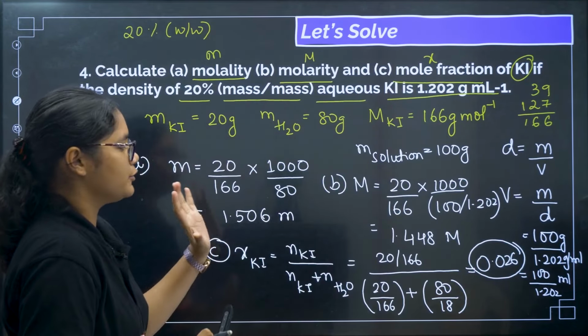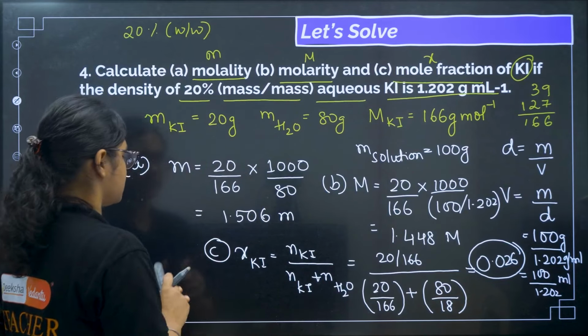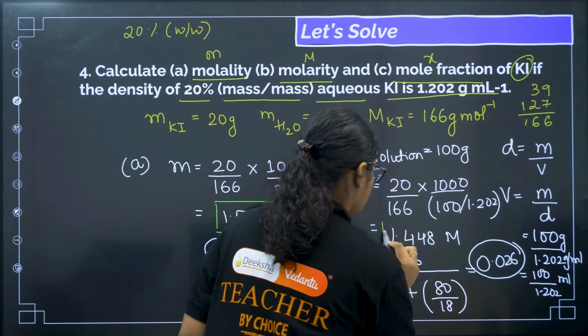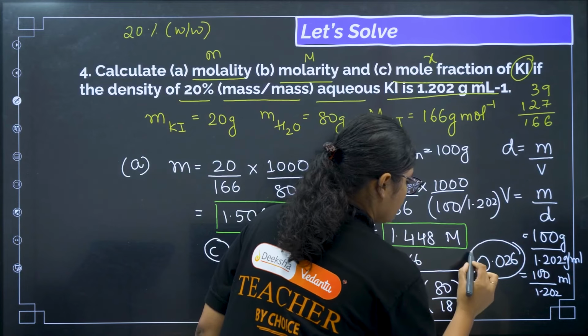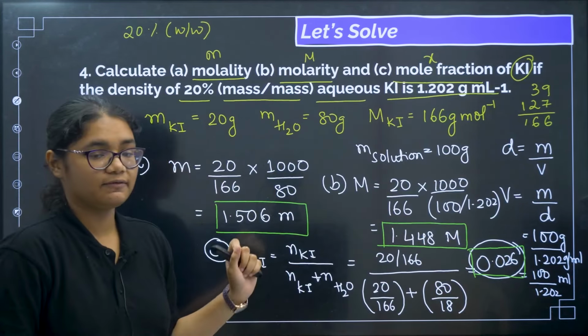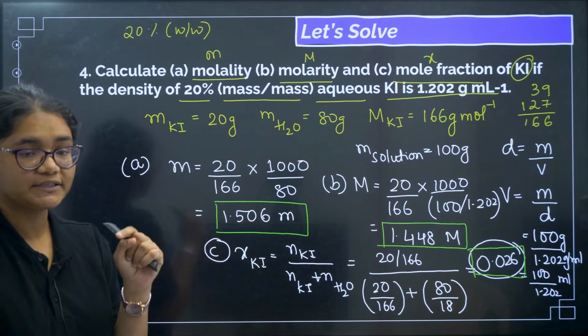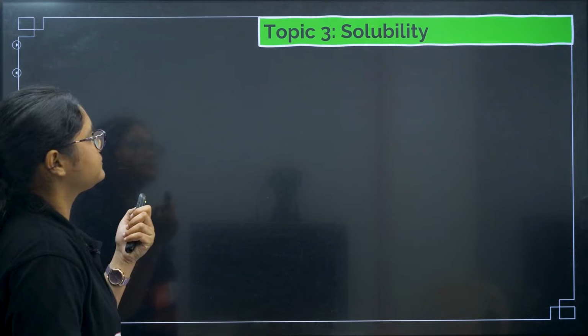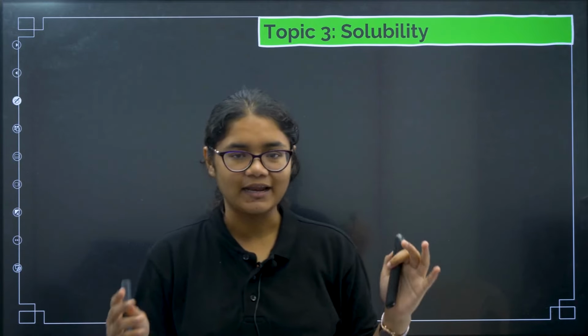So yes, this is how you can solve it, and please check your answers. I'll be highlighting the answers here. The first one is this one, the B answer will be 1.448 and the C one will be 0.026. Just check, and if you have any doubt in this question, you can comment down and I'll address it. Now let us go to the third topic of our lecture and the last topic, that is solubility.